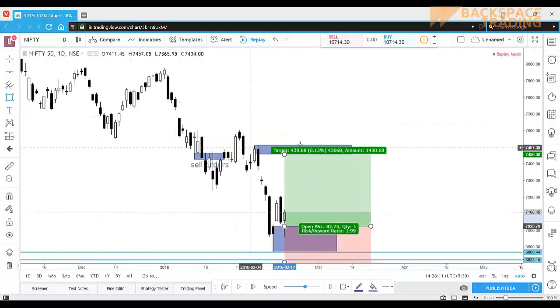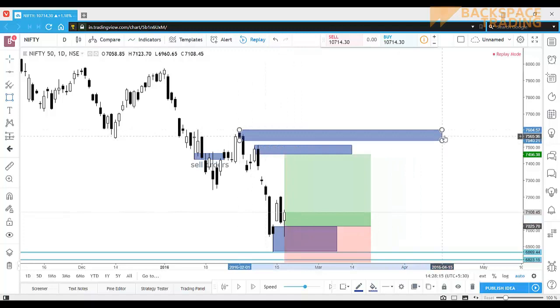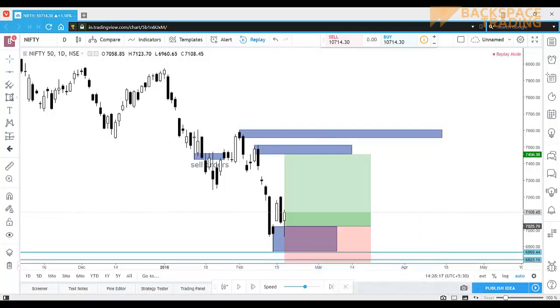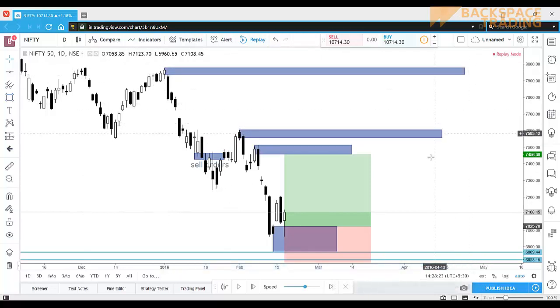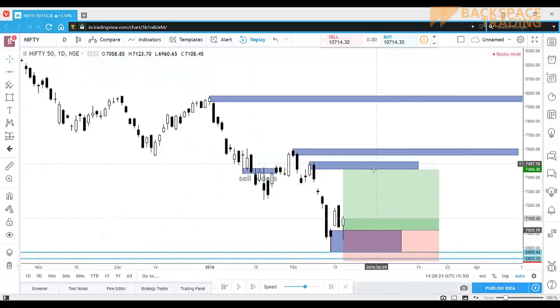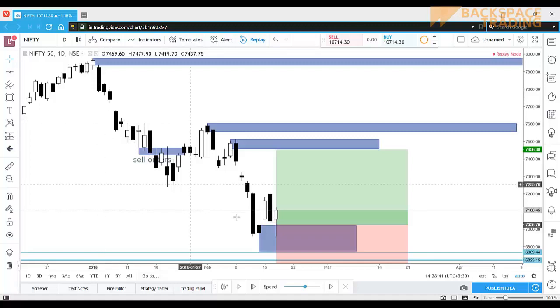Now if you have multiple lots, this is target 2 and target 3. This target has been fixed, but as the price approaches these zones, look for the candle formation. If you see a doji, spinning top, those are the type of candles that you should look for. And there are other types of candles which you will be coming across as well.